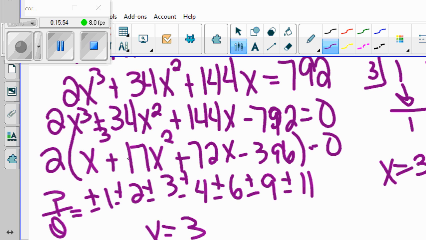Find the dimensions. So the first dimension was 2x. So 2x gets me 2 times 3, gets me 6 feet long. The next dimension was x plus 8. So 3 plus 8 gets me 11 feet wide. And the last one was x plus 9. So 3 plus 9 gets me 12 feet tall. So my dimensions, 6 feet by 11 feet by 12 feet.